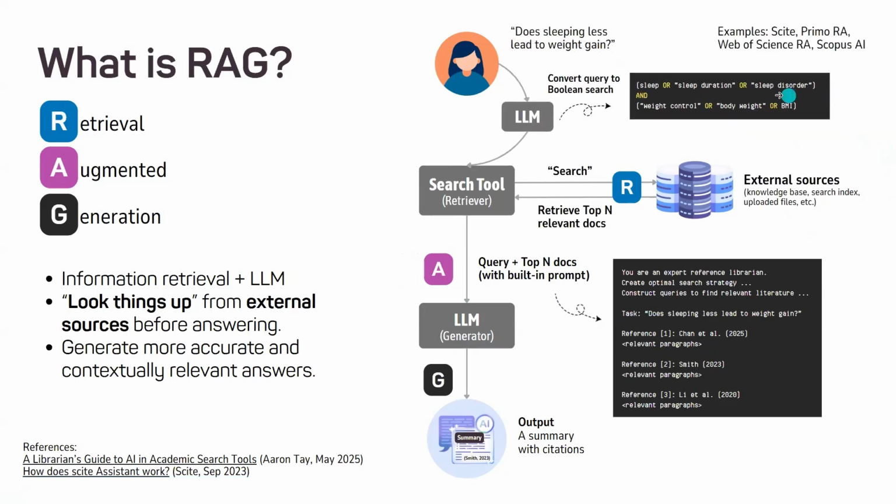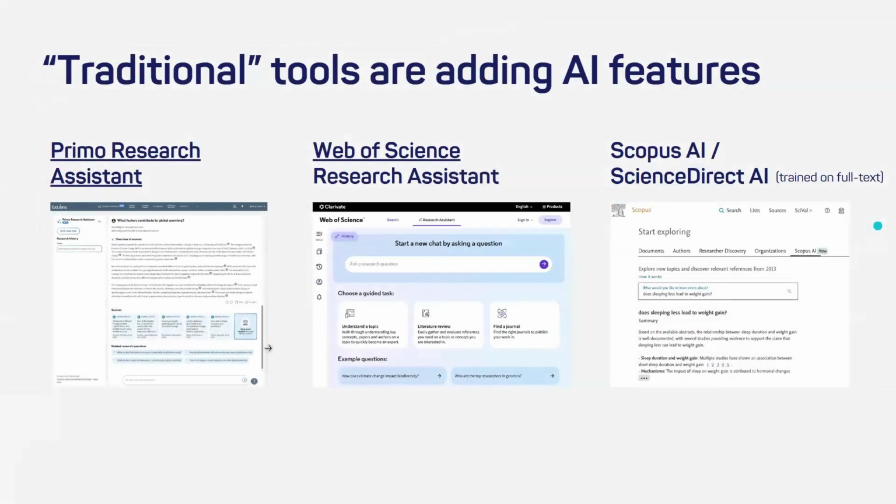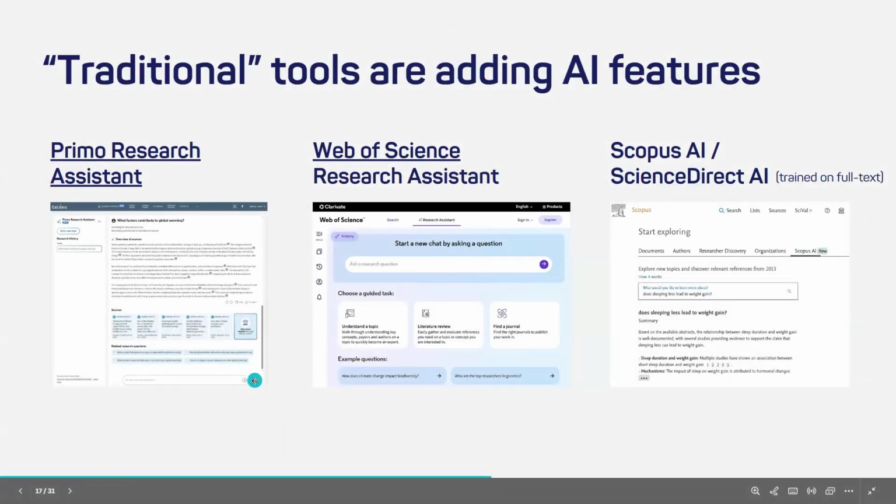Some tools at the very beginning have another LLM to help convert your query into a Boolean search, like this. They break it down into something like this before they search. Some examples include Scite, Primo Research Assistant, the Web of Science Research Assistant, or Scopus AI. Scopus AI uses a hybrid search mode, but part of it is also like this. They search the keywords, then build a query like this, and then use the LLM to generate the answer as well. So these traditional tools all incorporate these AI functions.